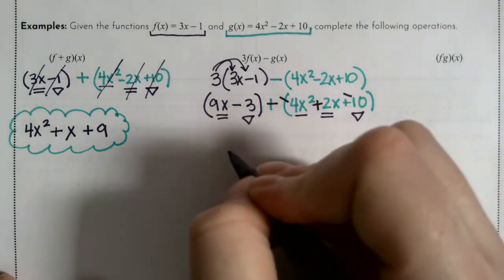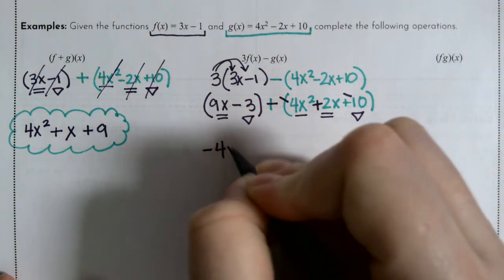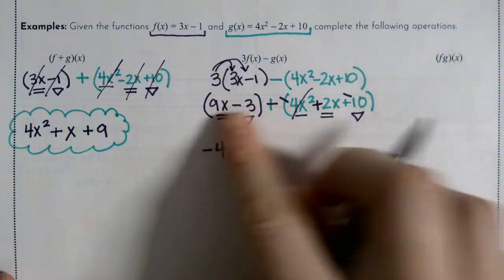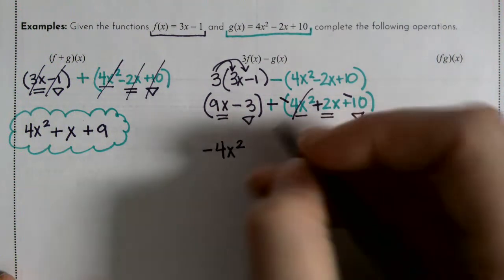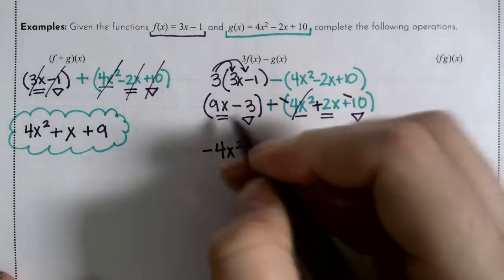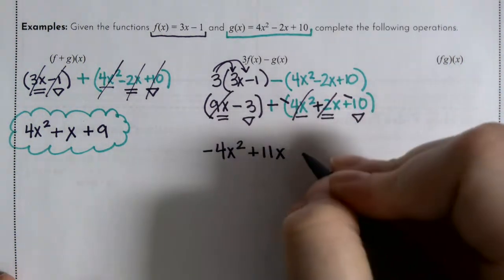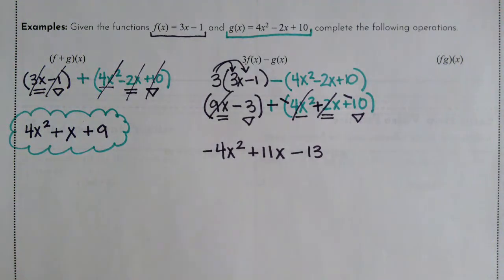And so again, I'm going to start with my x squared, but now it's a negative 4x squared. Then my x's, 9 plus 2 is 11. And negative 3 plus negative 10 is negative 13.